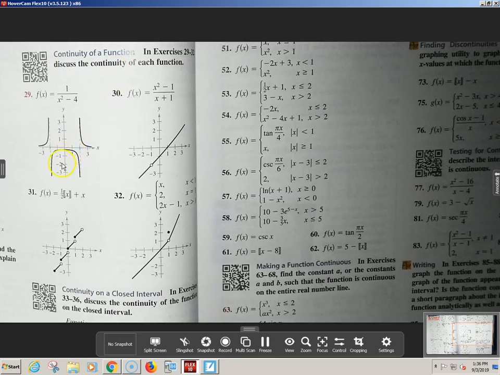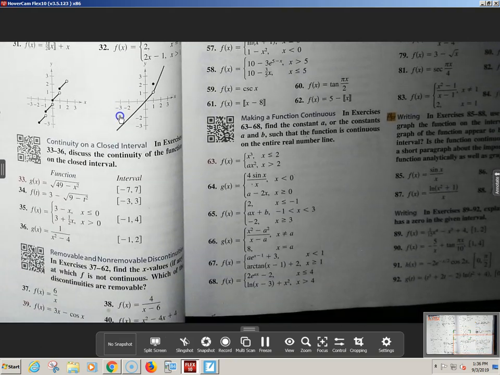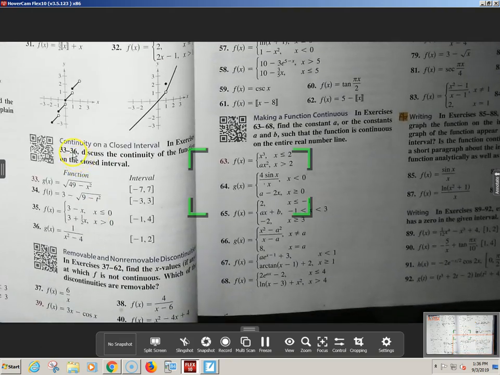Discuss the continuity, but what are you still given? Nice. But what's going on down here? In 33 to 36, discuss the continuity, no graphs. And then numbers 37 to 62. This is where I said you should be able to get up to. Once again, talking about discontinuities. Removable, non-removable, where it's not continuous.